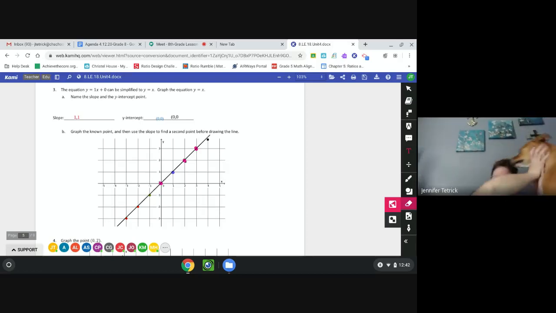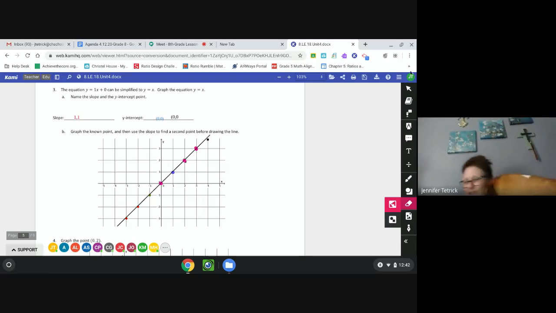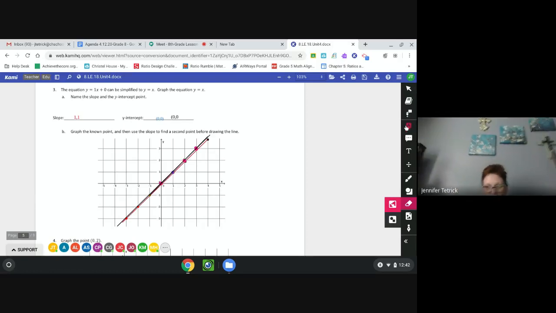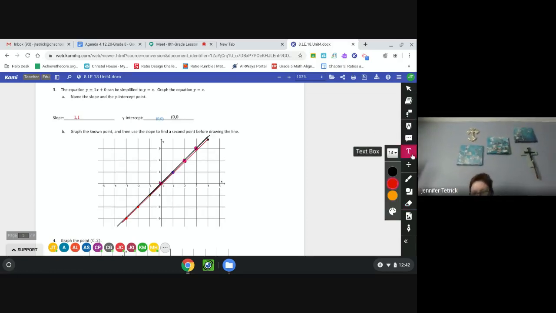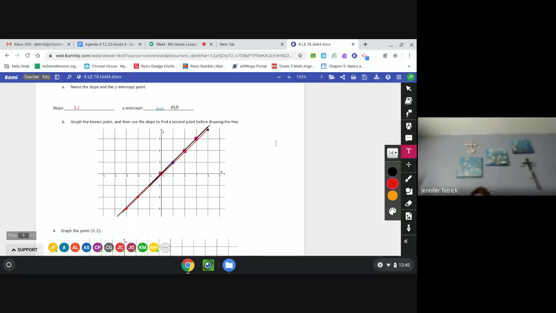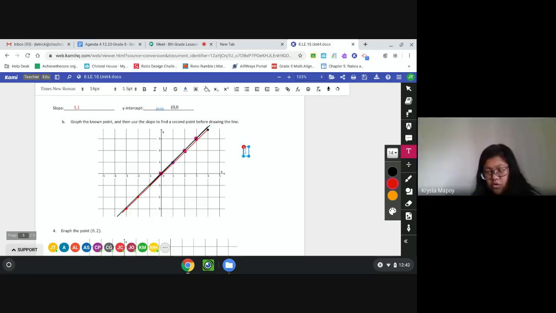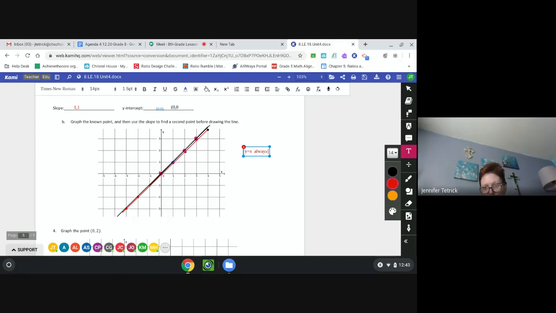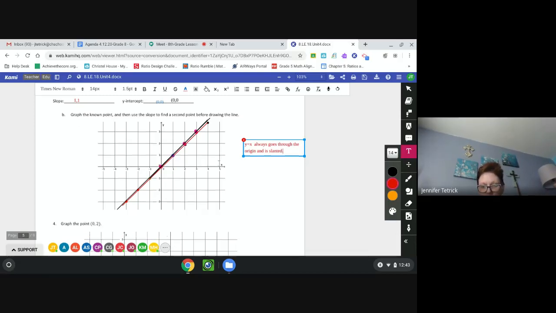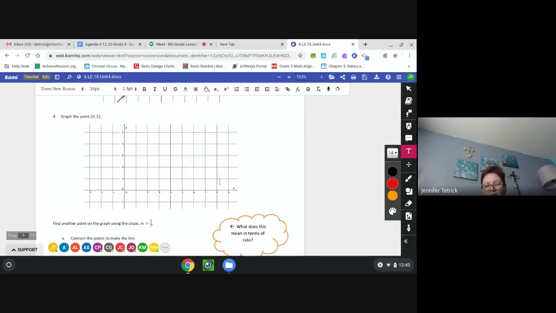This dog is killing me. Go. Oh my gosh. And so therefore, does this prove, who remembers what I said about y equals x? What type of line does it make? It goes through the origin, is what someone put. Yes, always goes through the origin, and it's slanted. These kids are amazing.